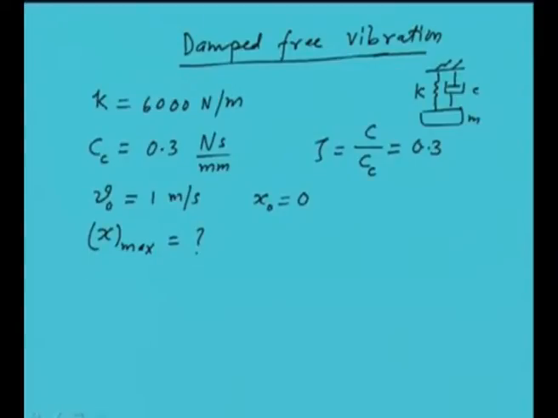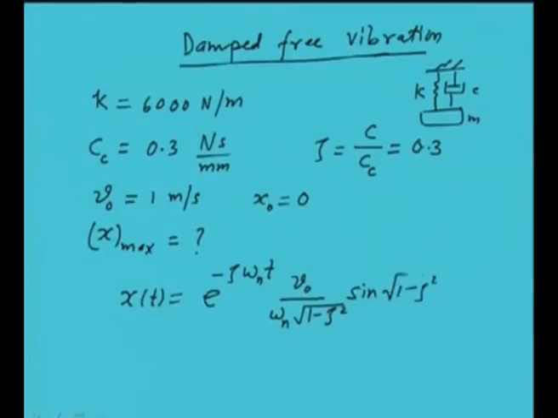Now we already know the free response. This is the decaying part, then we have the velocity, that is the initial disturbance, and this is the sinusoidal part of the motion. There was another term related to x naught, but because this is 0, it is not coming into the picture here.